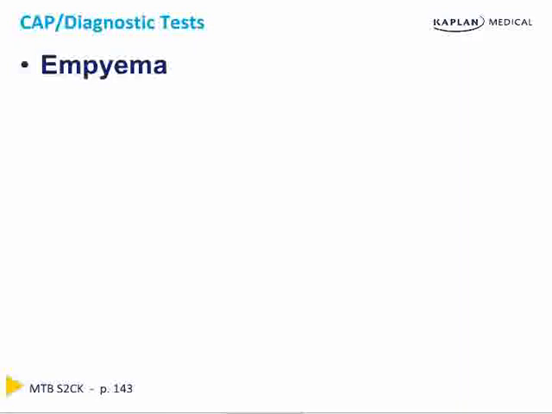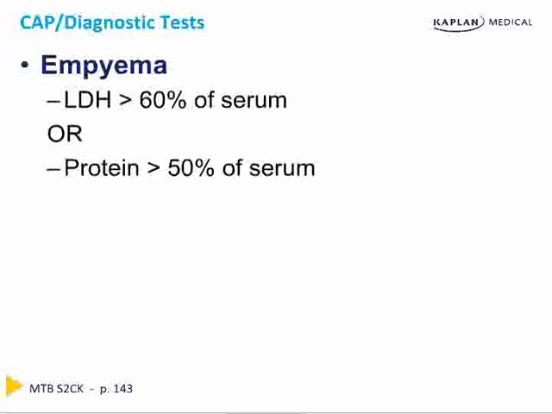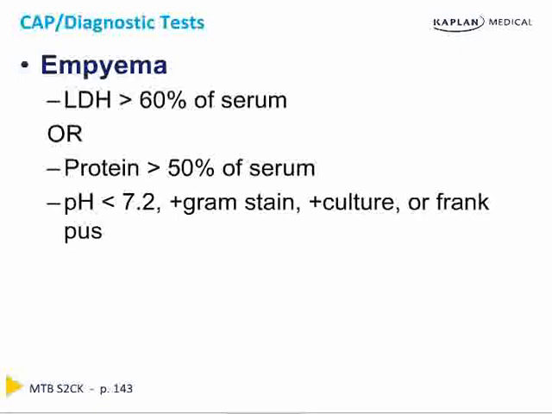Empyema is defined as infected pleural fluid, and there are certain criteria that you must use to diagnose whether pleural fluid is in fact an empyema. These include a fluid LDH greater than 60% of the serum value of LDH, or a fluid total protein greater than 50% of the serum total protein. Other criteria include a pH less than 7.2, a positive gram stain, a positive culture, or frank pus in the fluid.